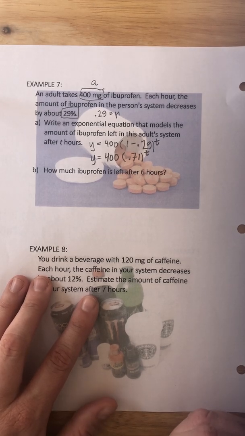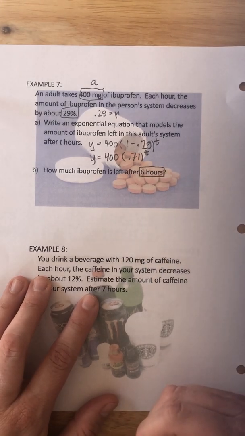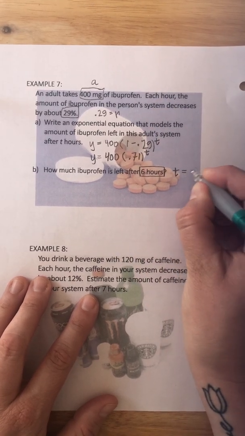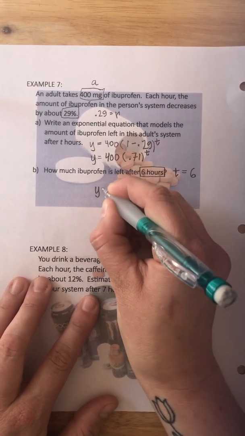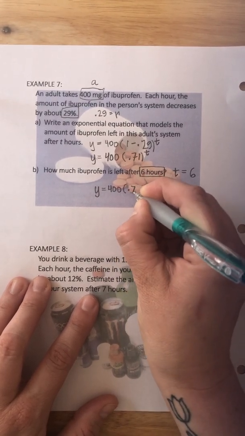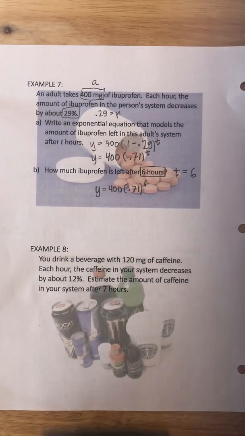B says how much ibuprofen is left after 6 hours. Well, it says that it is decreasing 29% each hour, so that means that T is 6. So I'm just going to write this on my paper before I use my calculator. Plugging in the 6. And now I need my calculator.